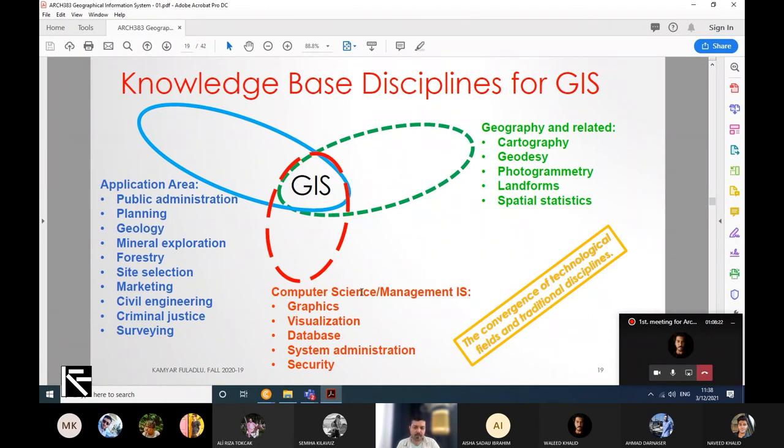We have computer science management, which includes graphic designers, those who make visualizations. Today we hear about it as data science working with big data. We have database managers, system administrators, security, network, hardware and software developers. For disciplines related to geography, we have cartography, photogrammetry, remote sensing, landforms, spatial statistics, and many, many other things. All these disciplines are common in GIS.